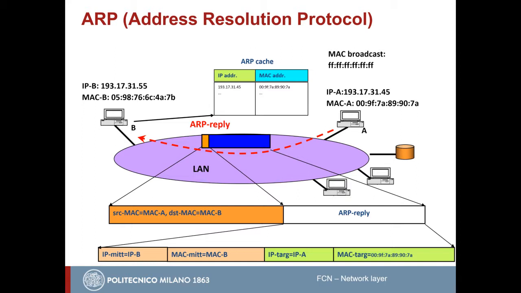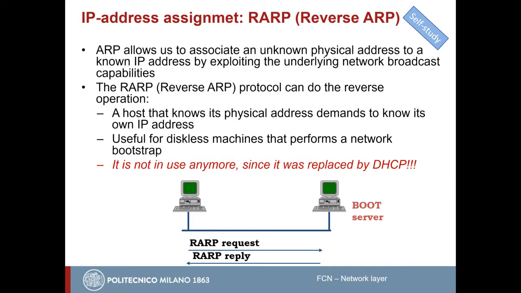So basically this is ARP, and remember that while ICMP requires IP packets, so the ICMP message is encapsulated into an IP packet, which is then encapsulated into a layer 2 frame, the ARP message is directly encapsulated into a layer 2 frame. So it does not require an IP packet to be carried.